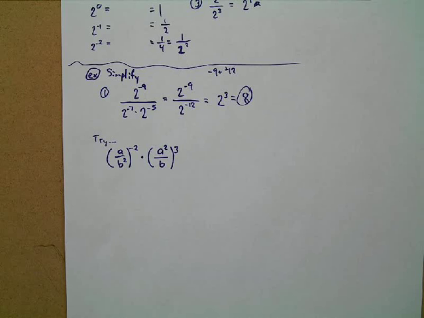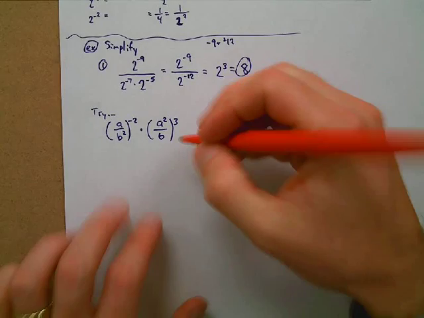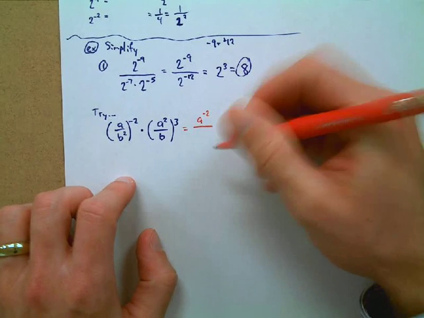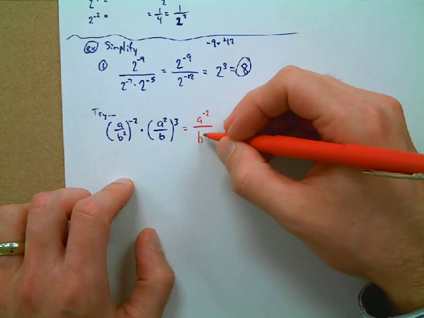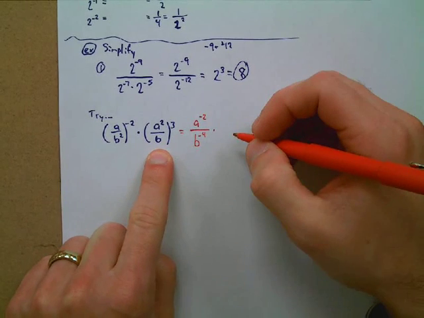All right, let's go to Robert. You got something for us here? What did you do here? Okay, so we distribute the -2 there, so a to the -2 over b to the -4. Okay, so far so good. And then you do the same thing for this fraction, I'm guessing? So that'd be a to the what here? A to the 6th over b to the 3rd.